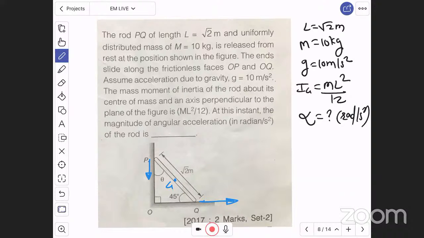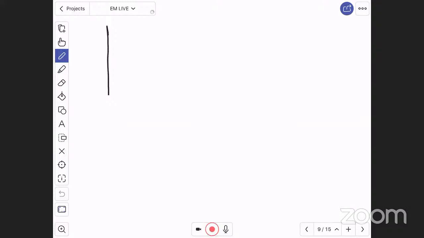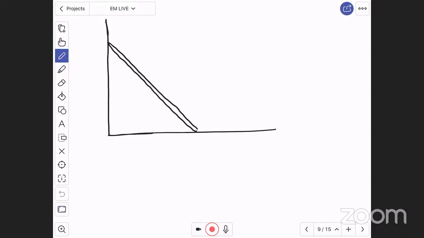Now, let us understand this question. Right. Here, my dear students, the diagram is given such that there is a vertical wall and a horizontal floor. Against this wall and floor, the rod is kept. This is the rod, which is inclined at 45 degrees with horizontal.